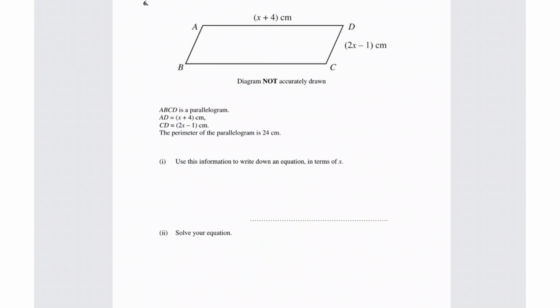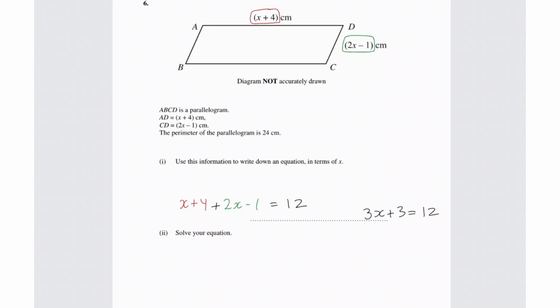Question 6, we're back to questions on perimeter. It's a parallelogram. So we're going to write down an equation in terms of x. We've got this side x plus 4, and we've got this side 2x minus 1. If we add those together, we haven't got the full perimeter because there's another x plus 4 and another 2x minus 1. But if we wanted to, we could say they're equal to 12 because it's half of the perimeter. So that would mean our equation is 3x plus 3 equals 12.